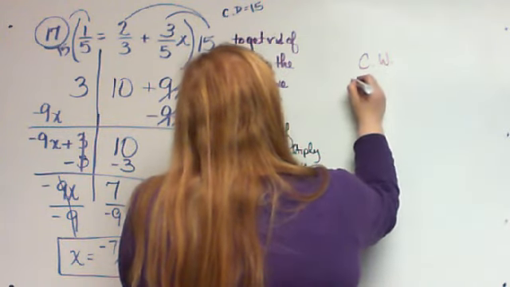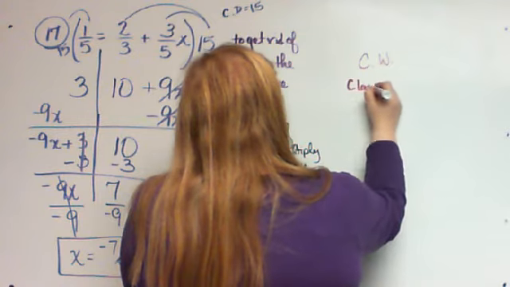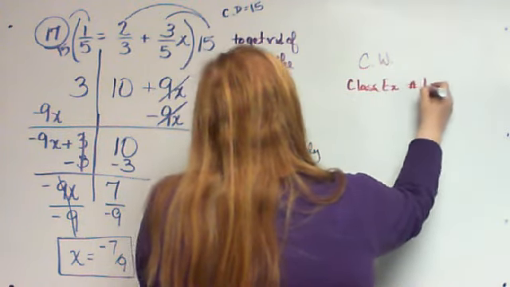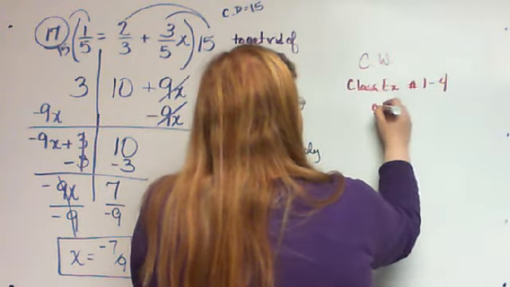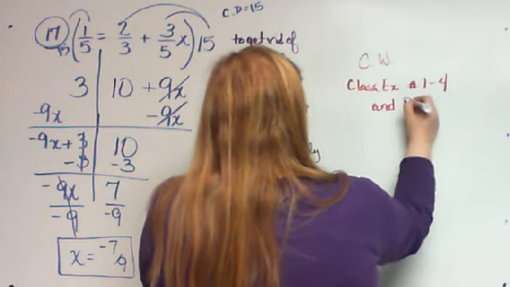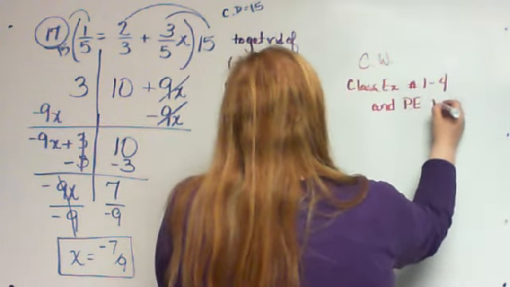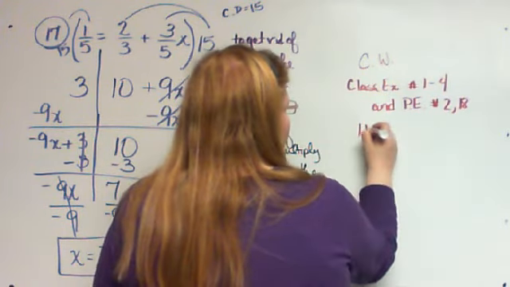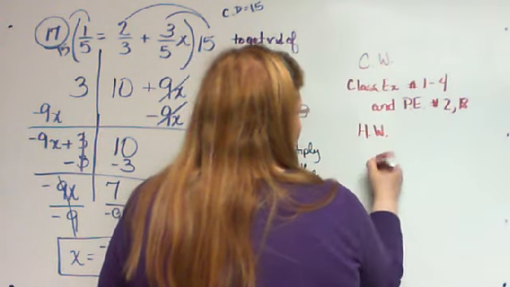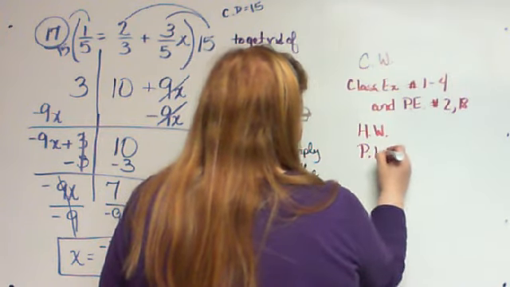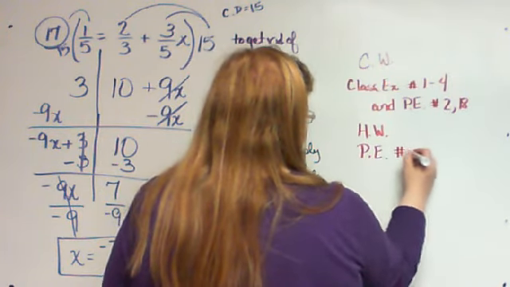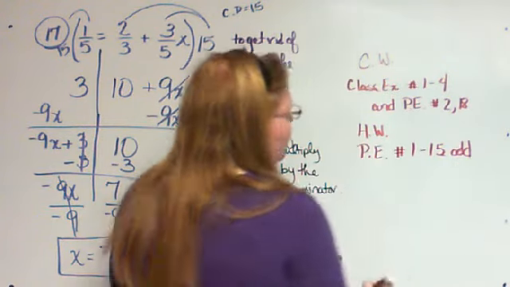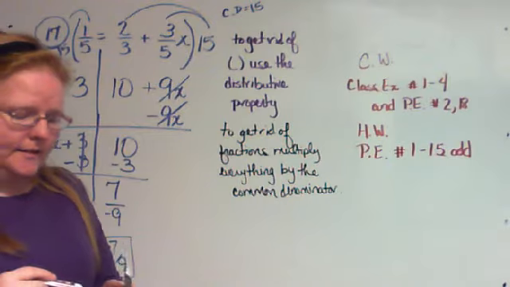Classwork is going to be the class exercises, numbers 1 through 4, and practice exercises, numbers 2 and 18. And then the homework is going to be the practice exercises, numbers 1 through 15 odd. Don't worry, we'll get lots more practice later.